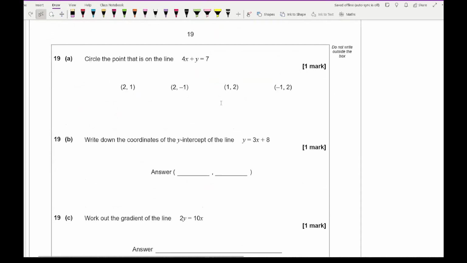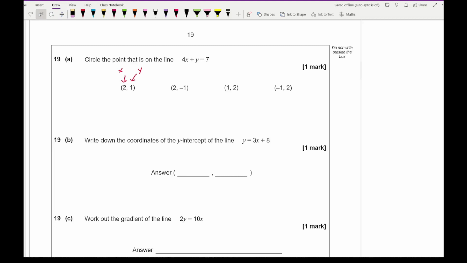Then moving on to question 19, it says circle the point that is on the line of 4x plus y equals 7. So here what I want to do is substitute the x ordinate and the y ordinate and see if the answer is 7. So here 4 times 2 is 8 plus 1 is not equal to 7. 4 times 2, which is 8, plus minus 1, that's going to be 8 minus 1, which is 7. So that is the correct answer.